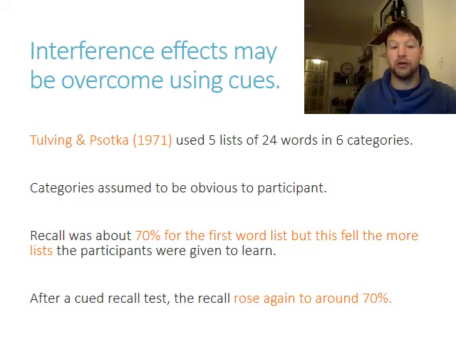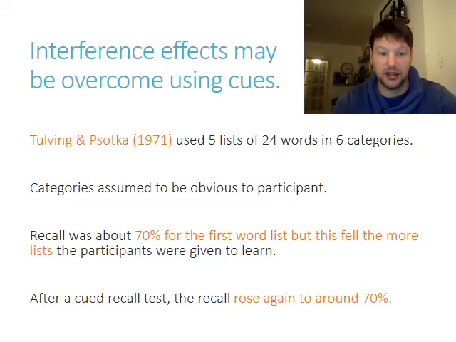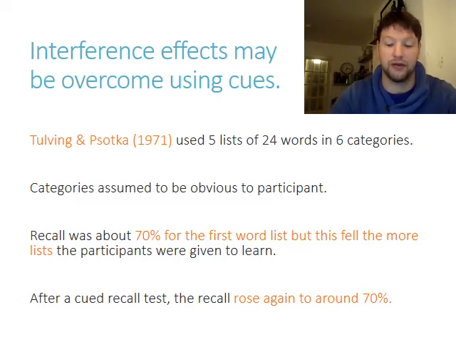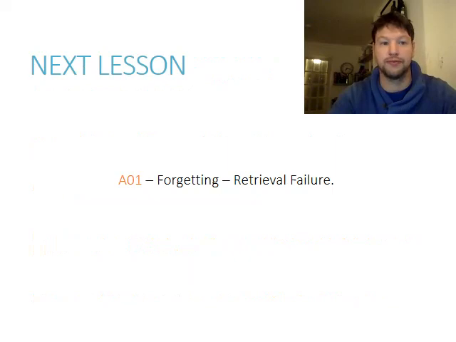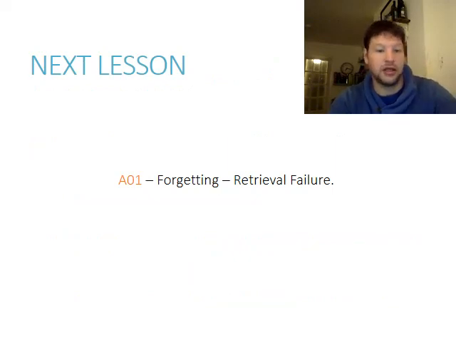But after a cued recall test, the recall rose again. So what it's saying is that it was in our brain, but it's this idea of recall that we're struggling with. Whereas if there's a cue, so the next word begins with B or whatever, a slight clue, our recall rose again. So it is in our brain, but it's about recalling it and the interference there. So it's just showing that cues have an effect as well, and that would be an AO3 point. Okay, that's it. Next lesson, the second part of forgetting.